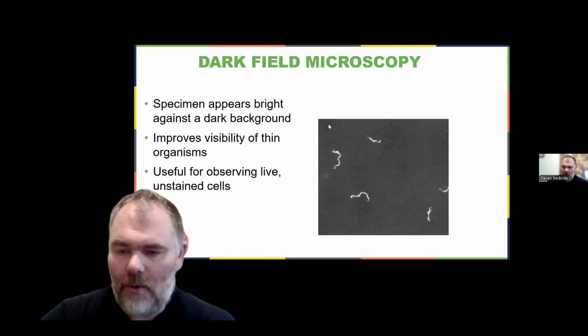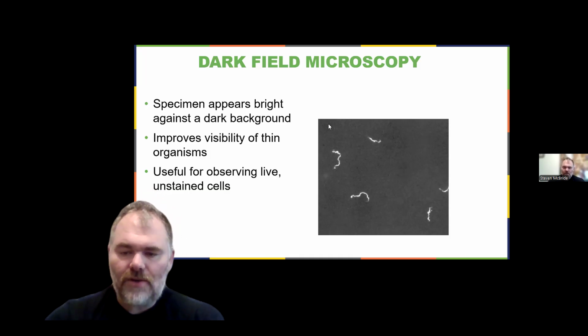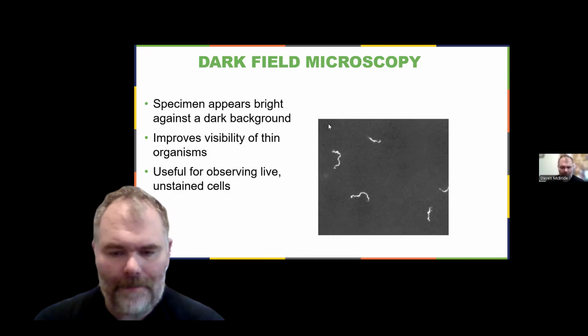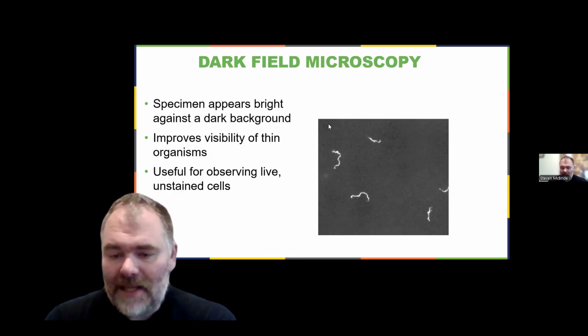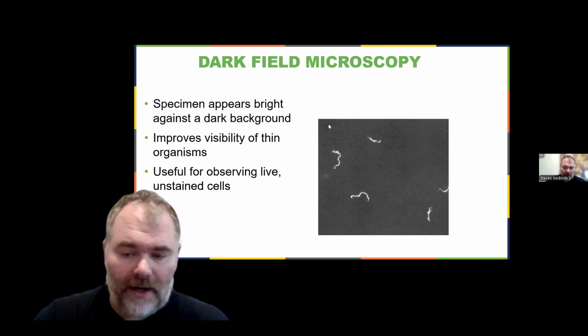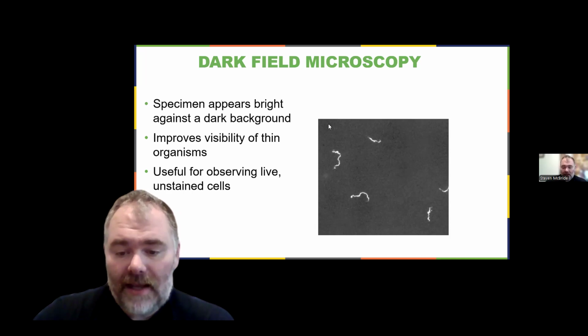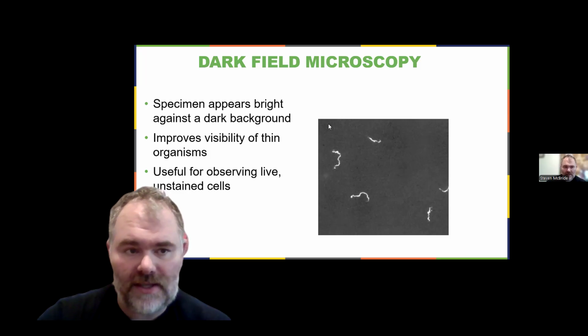Because staining is not required, dark field microscopy can also be used to observe living cells and microbial motility in real time. Dark field microscopy is commonly used for studying live microorganisms, thin bacterial cells, and microbial movement, particularly in cases where staining might damage or alter the specimen.